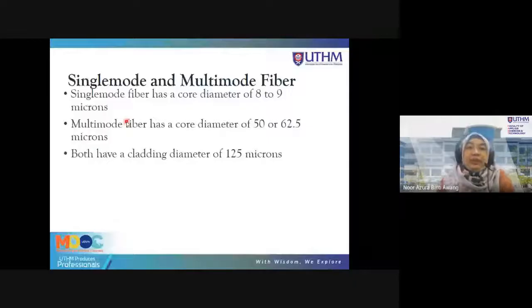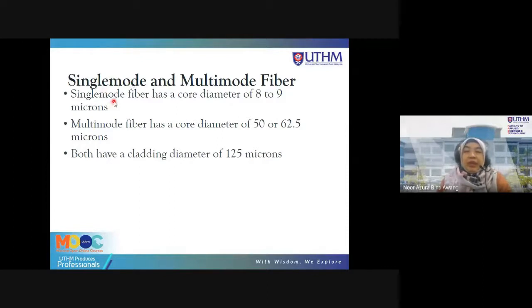In fiber optics, we have two types of fiber, which are single mode and multi-mode fiber. Single mode has a core diameter of around 8 to 9 micron, and multi-mode has a core diameter of 50 or 62.5 micron. Both are covered by cladding with a diameter of 125 micron.